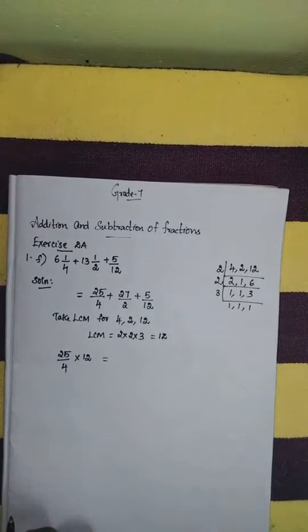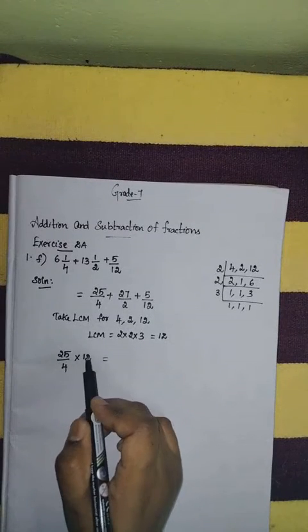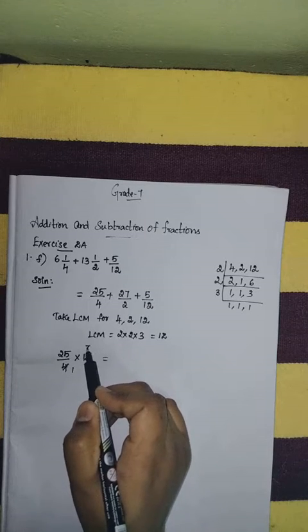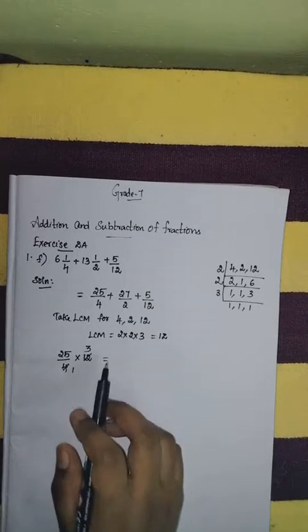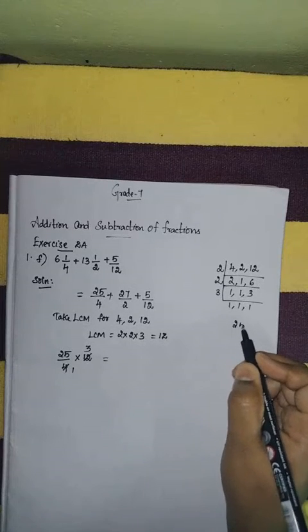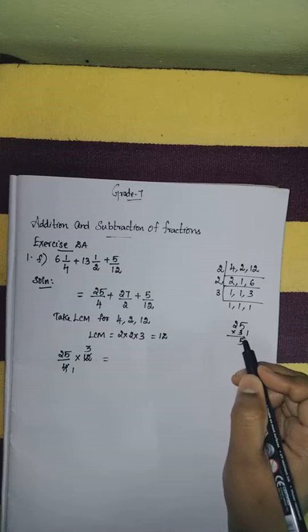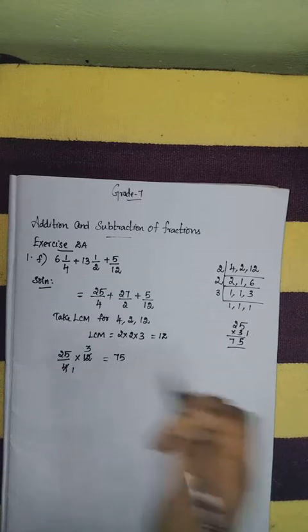If there is any common factor, we can cancel it. So here we can cancel 4 and 12. 1 4 is 4, 3 4s are 12. So we have cancelled. Now multiply the remaining numbers. So 25 into 3. What is 25 into 3? 5 3s are 15, balance 1. 2 3s are 6, 6 plus 1 is 7. So it is 75.